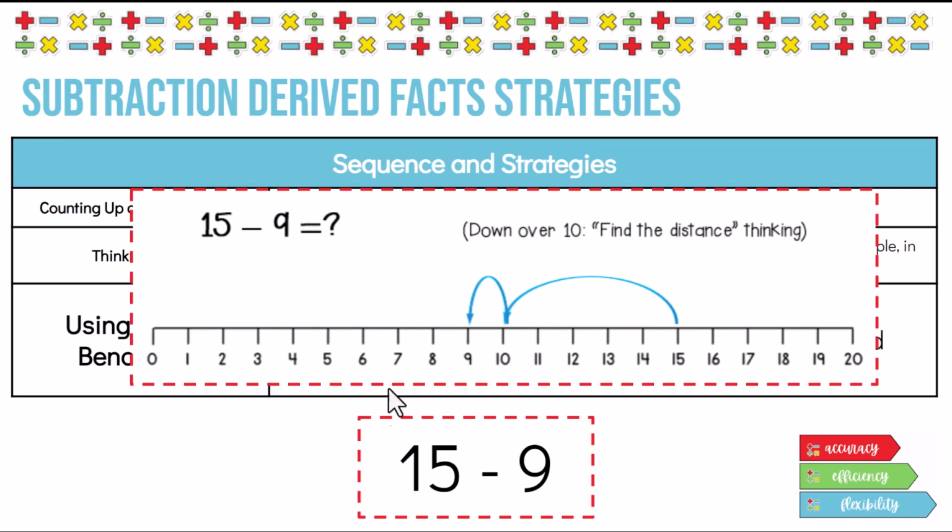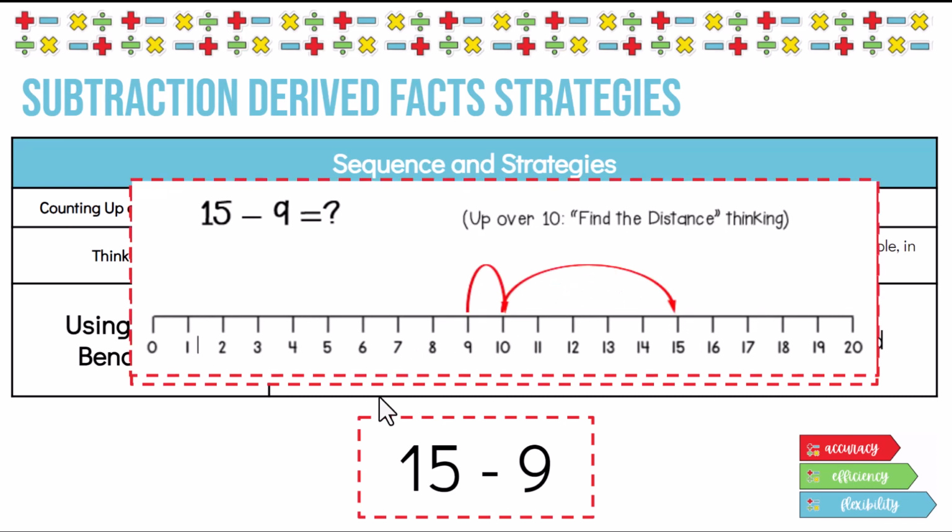Finally, students can use the counting up strategy and the benchmark of 10 to determine the distance, up over 10 thinking. You can see here that students will use the benchmark of 10 to launch their thinking, and from 10, they jump to the minuend, or in this problem, 15, to find the distance of 6 between 9 and 15. So we jump to 10, and then we jump to 15 to get to our minuend.